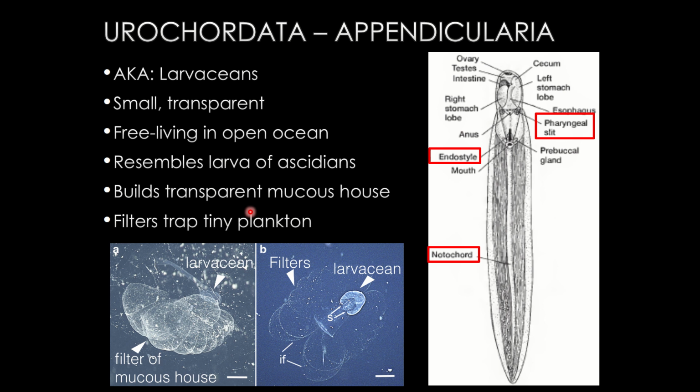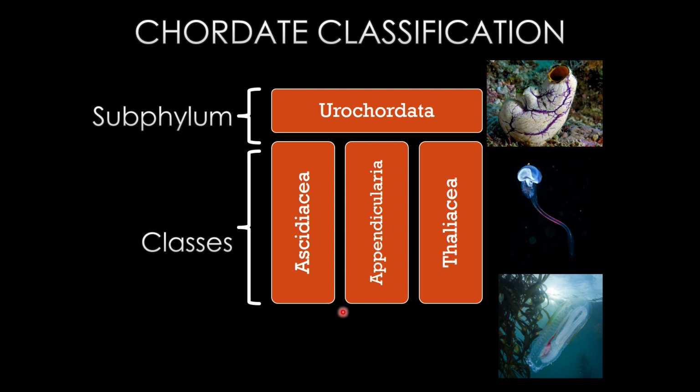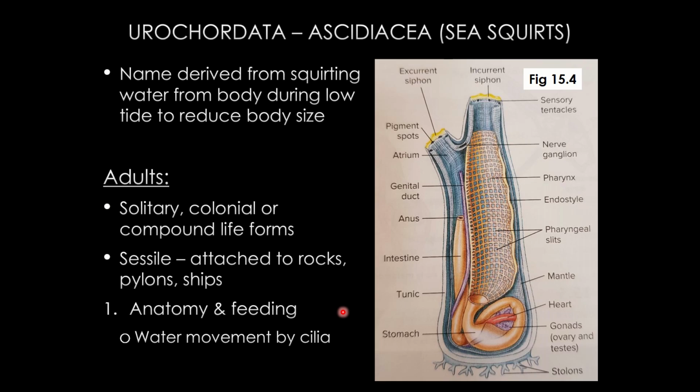Appendicularia. So the appendicularia are called larvaceans. And this is what they look like. Again, they're very small little animals. Just to show you quickly, I found another nice photograph. Let me go up and show you this photograph. Okay, there they are. Larvaceans. They're beautiful. See, people are discovering things all the time. Like megalodons, apparently.